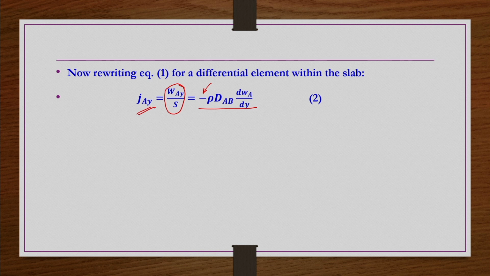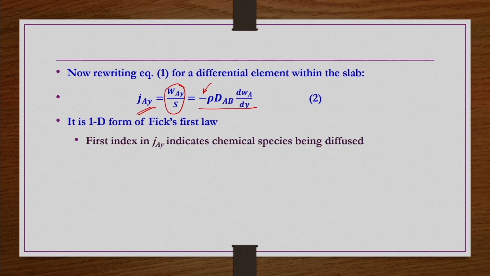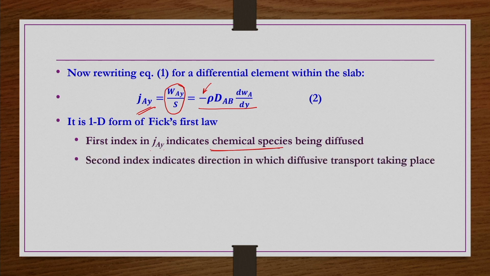So, these notations we are following as per the book Transport Phenomena by Bird, Stewart and Lightfoot, where small j's are indicating the mass units, while capital J's or capital N's that we are going to see are for the molar units. Okay. So, this equation is nothing but the 1D form of Fick's first law, right. The first index in j indicates the species that is being diffused, that is component A here, and the second index, that is y here, indicates the direction in which the diffusive transport is taking place.